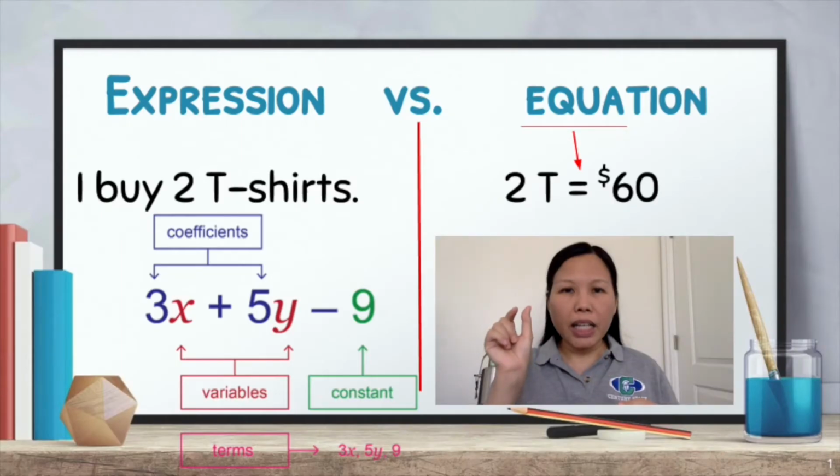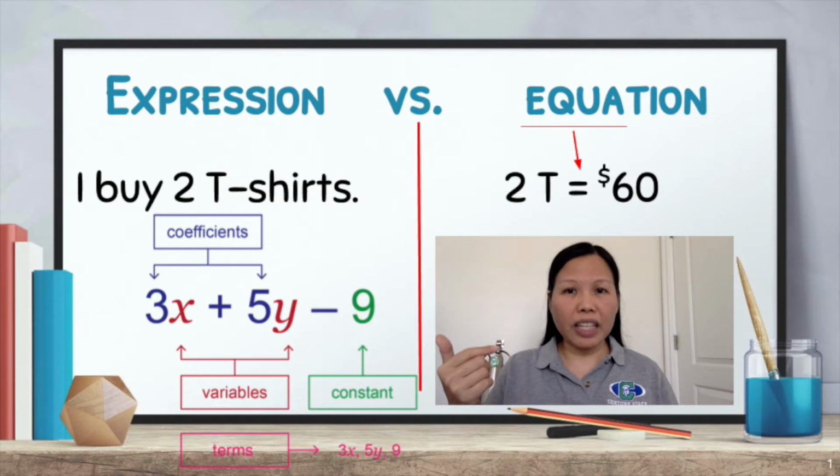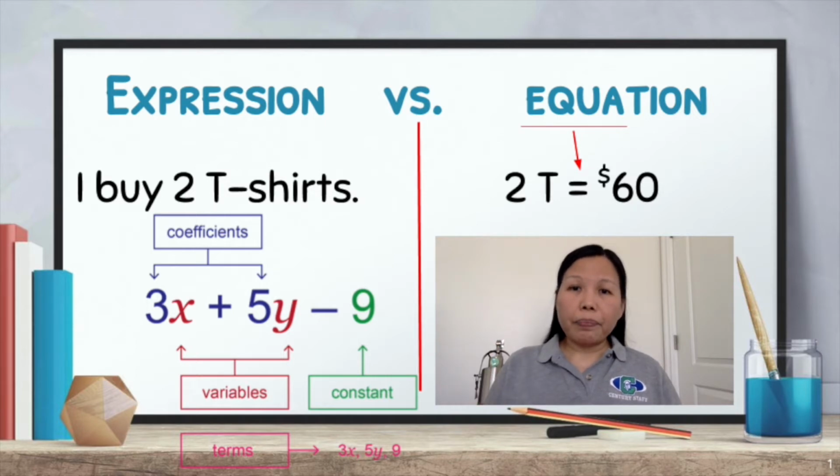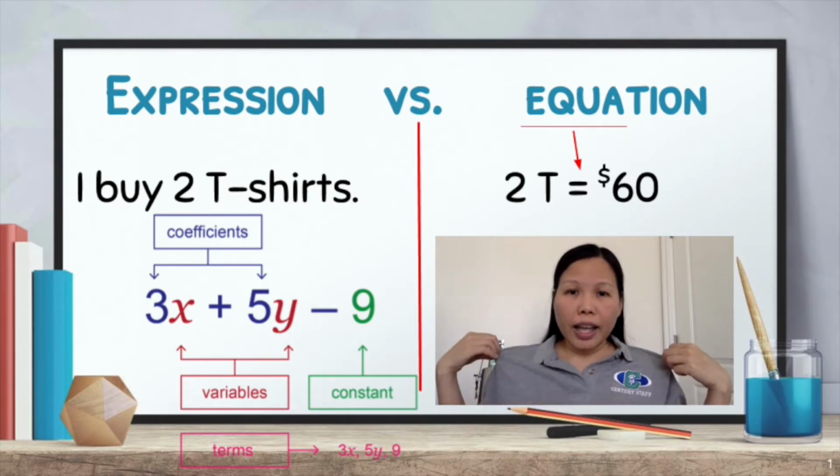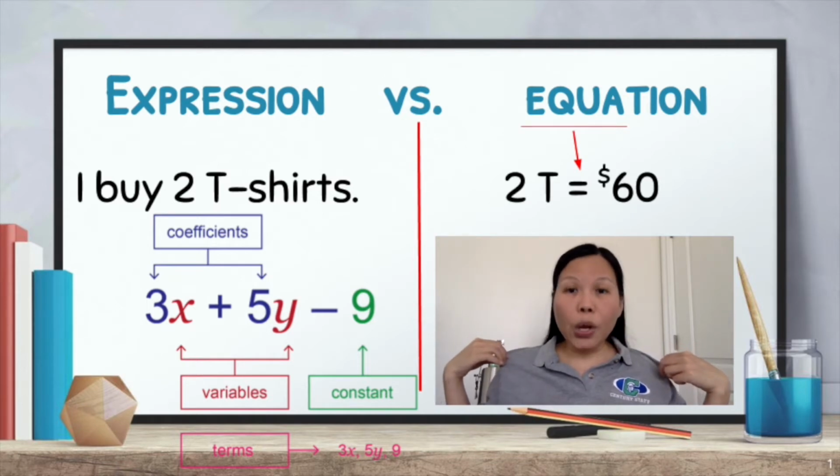So there must be an equal sign in the math statement to make it an equation. It just has an equal sign, and that's pretty much it. We might say I bought 2 t-shirts and it cost me $60. So 2 times 30 equals 60. That would make it an equation because now I have an equal sign in there.